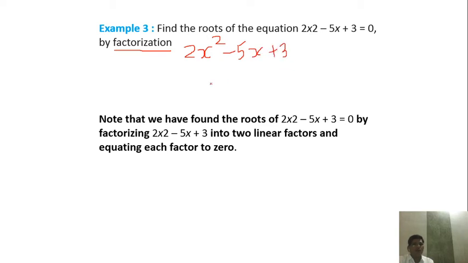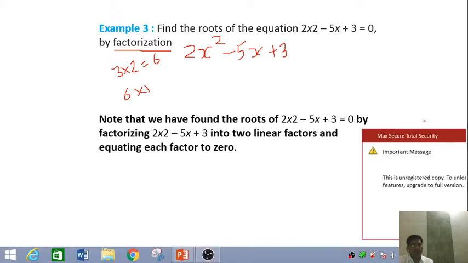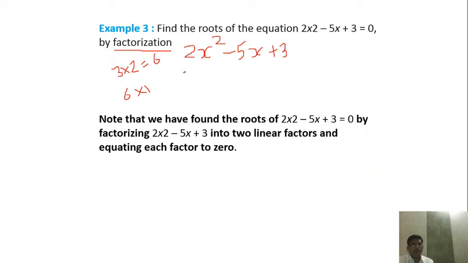Now already we know in 9th standard we have the middle term splitting method. So 3 into 2, that is 6. We have to make factors of 6 to get 5. So 6 into 1, that is 6, and 6 minus 1 is 5. So I have to explain now.